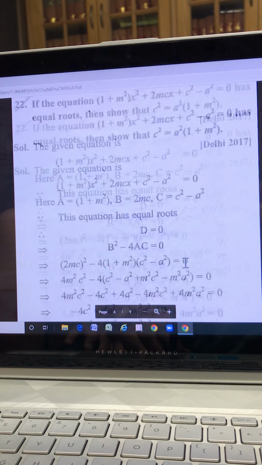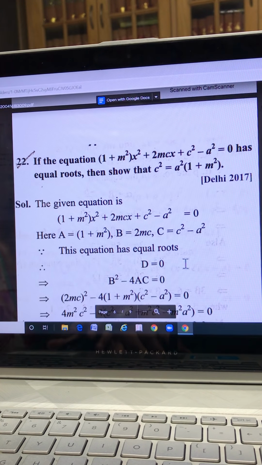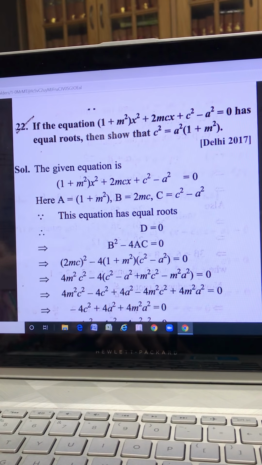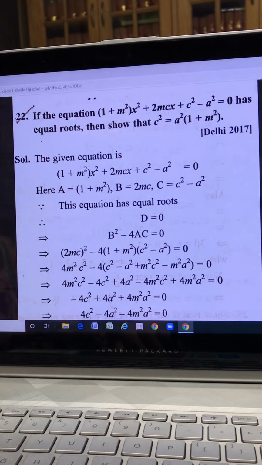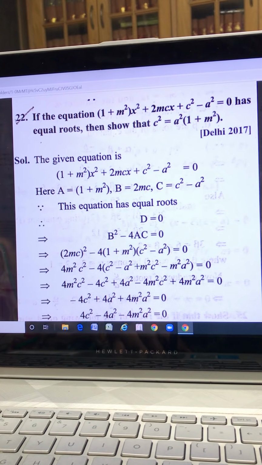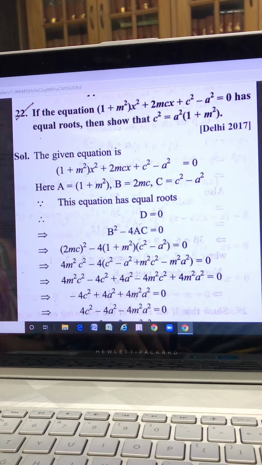Now let us move to the next question. Another important question. The question says if the equation has equal roots, then you have to show this.